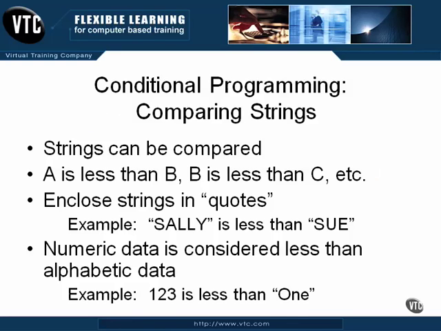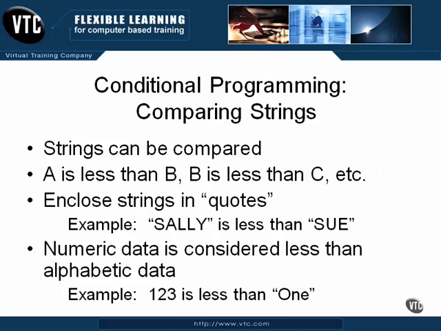Recognize that A is less than B, B is considered less than C, C is considered less than D, and so forth. This is based on a coding scheme that is produced by the American National Standards Institute. You will want to enclose the strings that you're trying to compare in quotation marks. You'll see the example of "Sally" is less than "Sue".